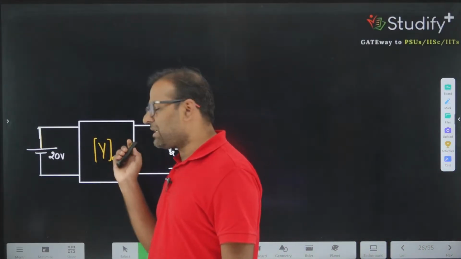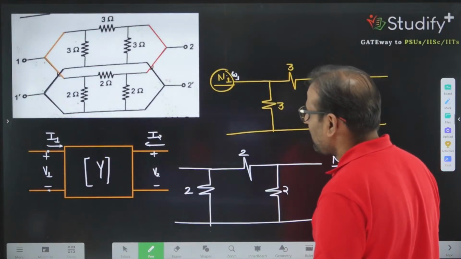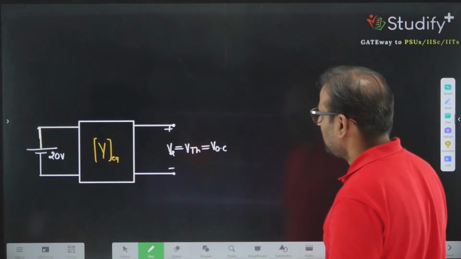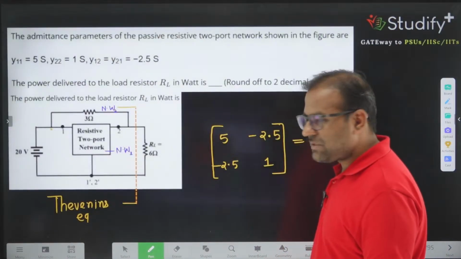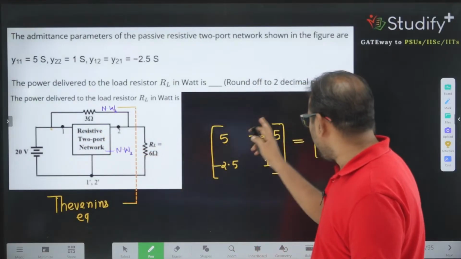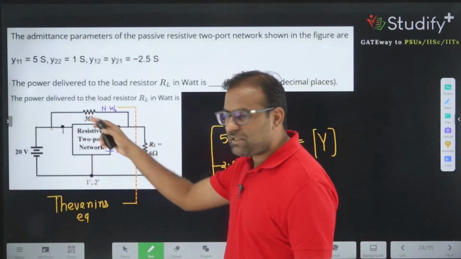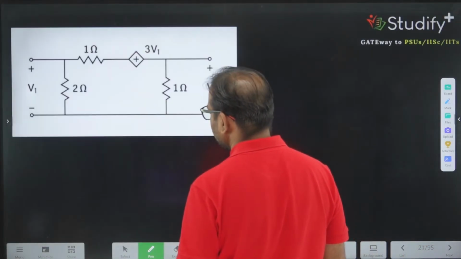First thing, I am interested in the Y equivalent. So as we know, for network number 1, two-port parameter is given, and I am considering this as network number 2. So for network number 2, what is two-port parameter?